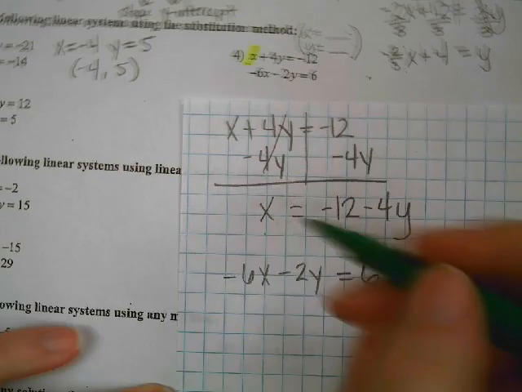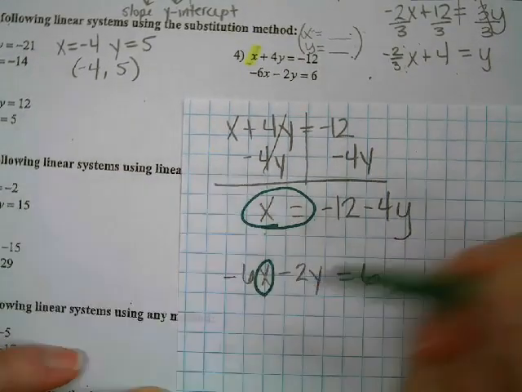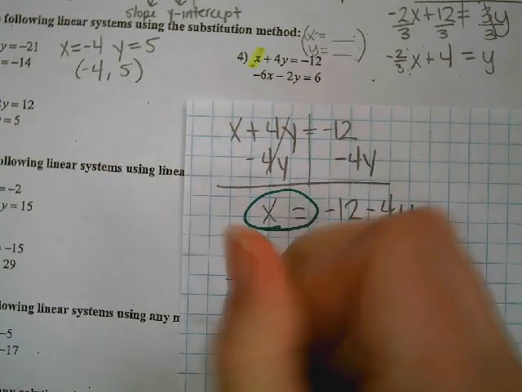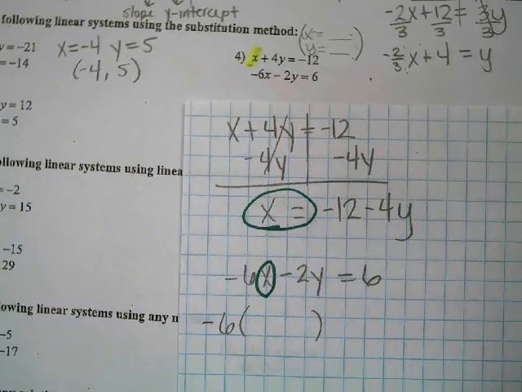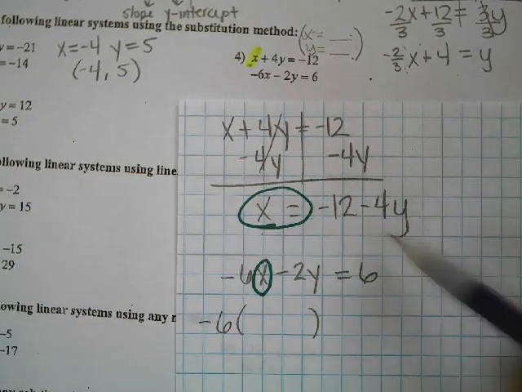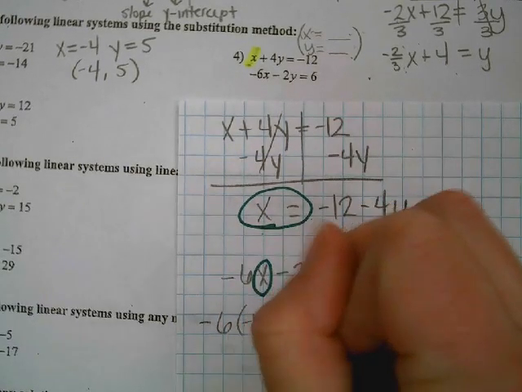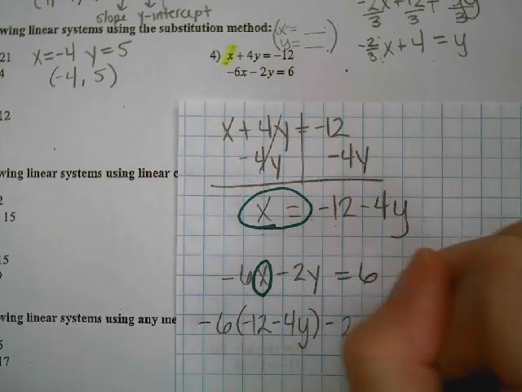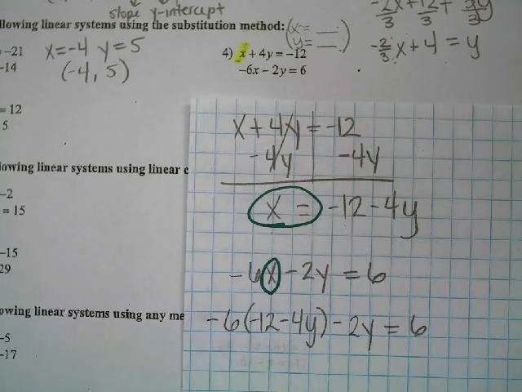So if I know what x equals, I'm going to substitute in for x. So I'm going to take negative 6, and now instead of x, I'm going to write negative 12 minus 4y. And then I have minus 2y equals 6. And then I solve this equation for y.